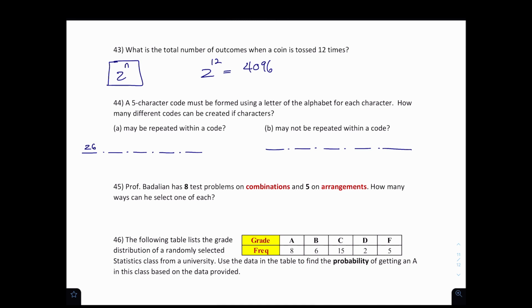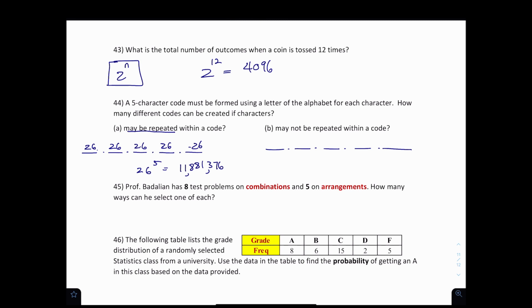So you have 26 choices for the first one. Same for the second, third, fourth, and fifth, because it can be repeated. So this is 26 to the 5th power. And if you do that on your calculator, 26 to the power of 5, or on Excel, you get a big number: 11,881,376. So 11 million of some sort.